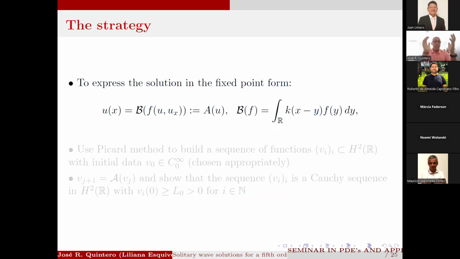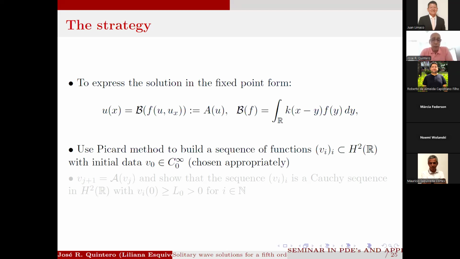So the strategy is simple. It's to combine these two methods, the Krasnoselskii method with this. First, write the traveling wave equation as a fixed point equation. Once you have that, this is the kernel, and in general, if you are lucky, this kernel is positive, and it decays to infinity, and not only decays, sometimes it's decreasing and even. And then the second thing is to use the Picard method. In other words, you construct a sequence in the appropriate space with a special initial data.